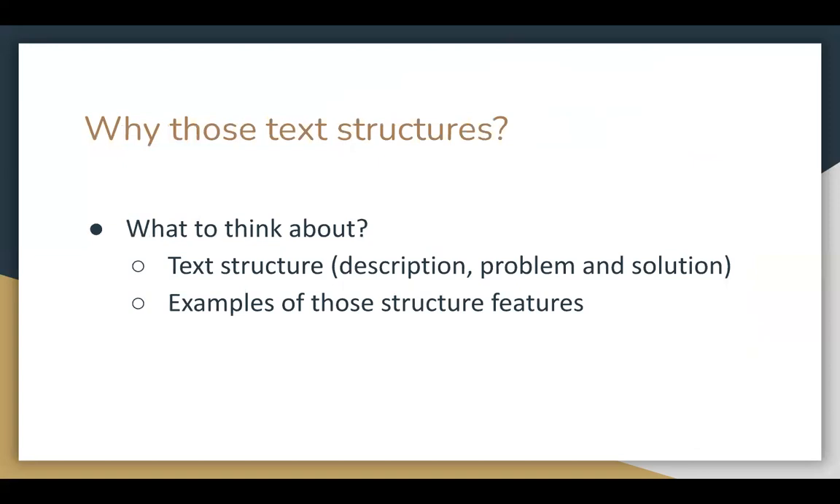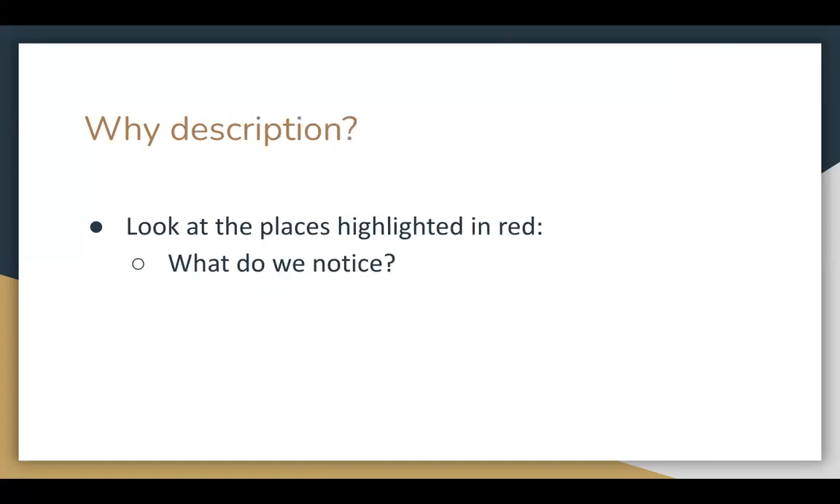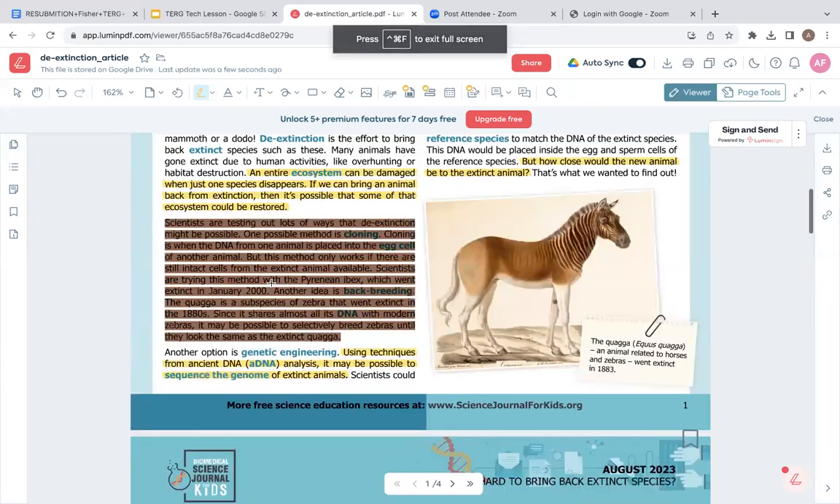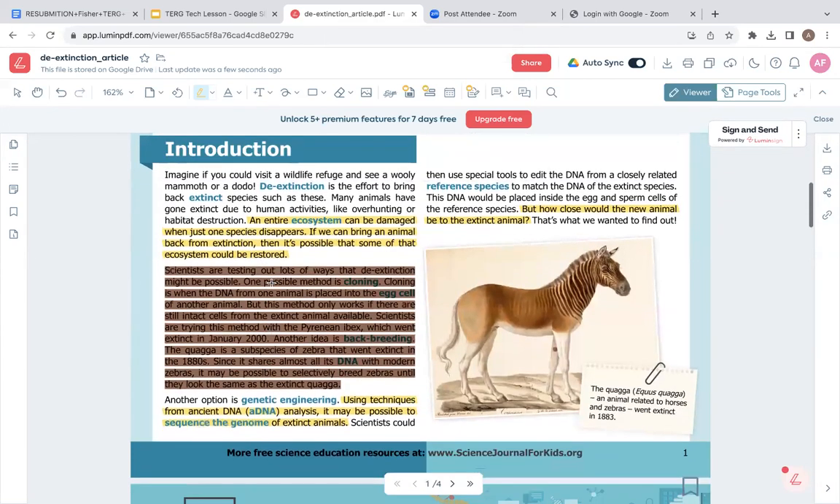So why those text structures? Well, when we're looking back at our article today, I want you to think about a few things. Where is it showing description and how does it present that information? And how is it problem solution? And then we're going to need to pick out some key examples for those text features. So why description? Well, we're going to look at our article again. If you're following along on the paper, I want you to look at the second paragraph of the introduction on page 1.